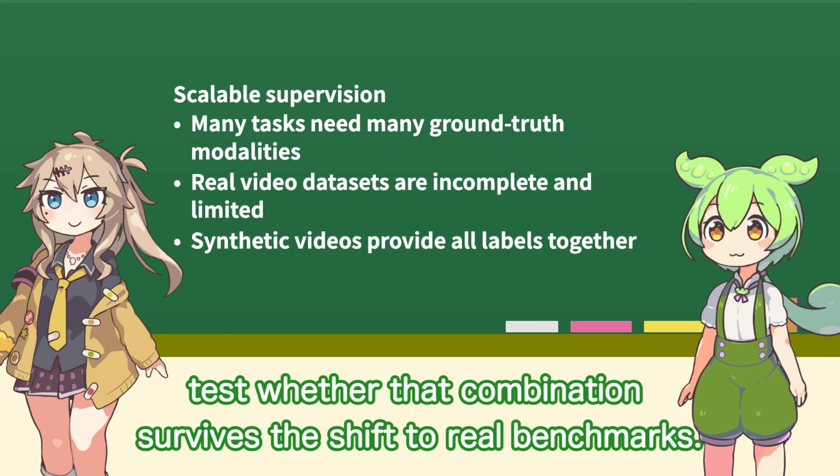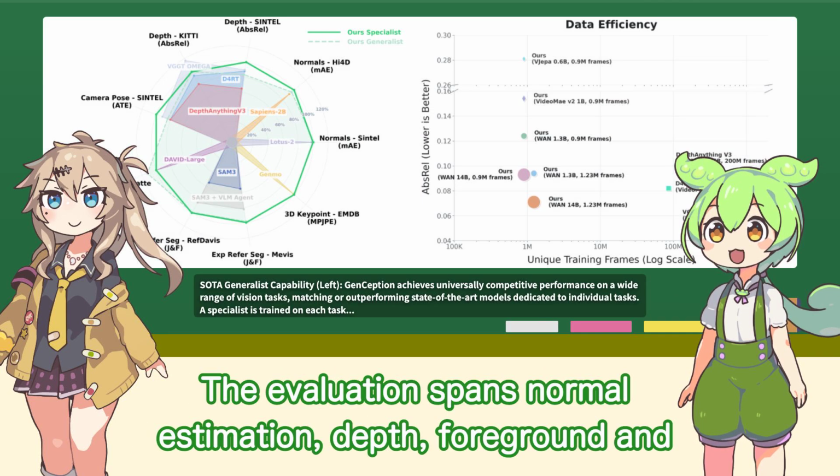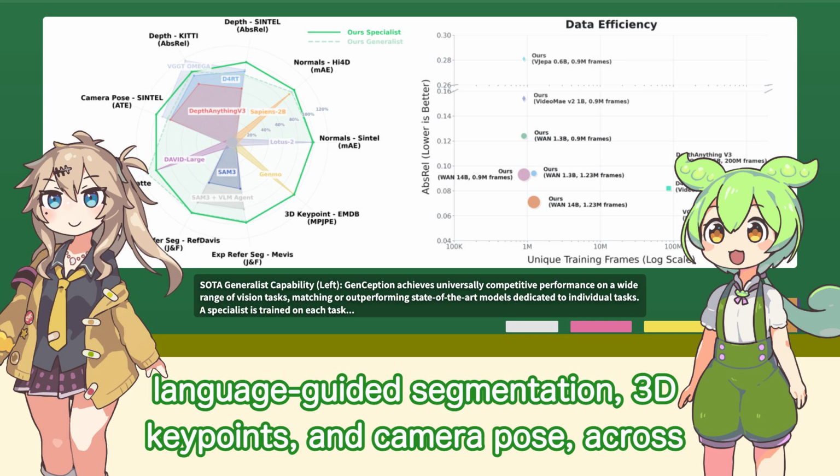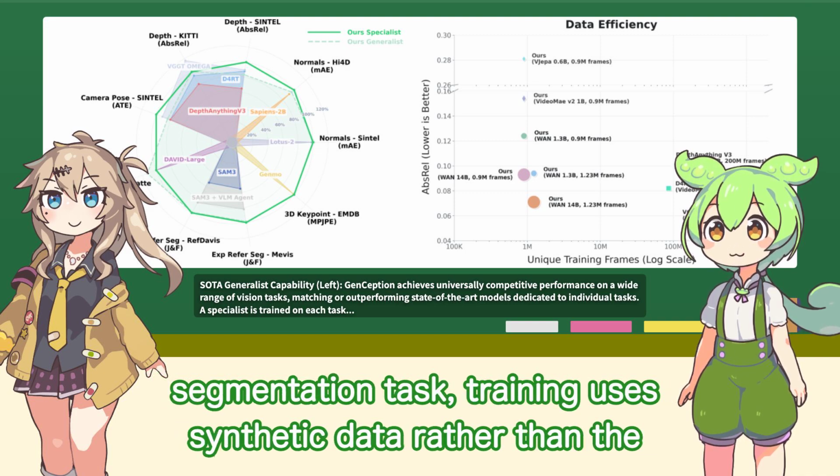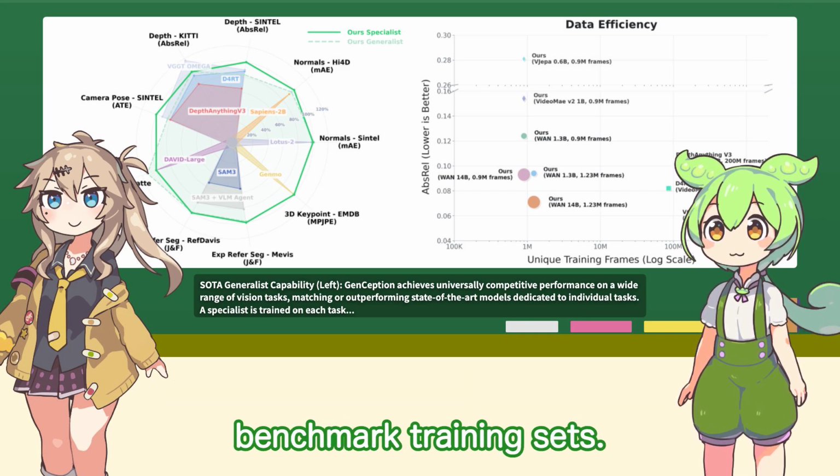The experiments test whether that combination survives the shift to real benchmarks. The evaluation spans normal estimation, depth, foreground and language-guided segmentation, 3D key points, and camera pose, across both image and video benchmarks. Except for the language-guided segmentation task, training uses synthetic data rather than the benchmark training sets.